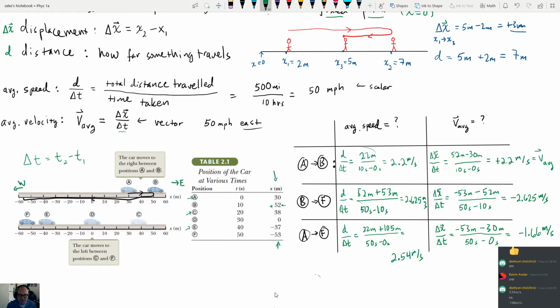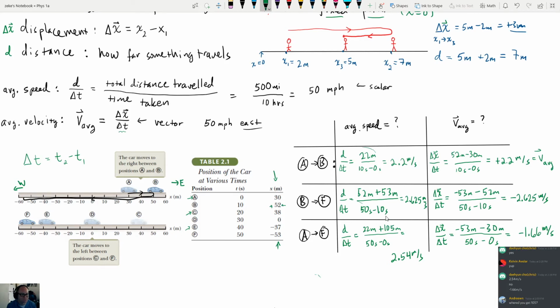Mr. Murdoch? Yeah. I'm kind of confused on how you got the distance for A to F. A to F? Yeah. Like how'd you get 105? From A to B, we said it went 22 meters. And then from B to F, we found that it went 105 meters, because 52 plus 53. And so then 22 plus 105.